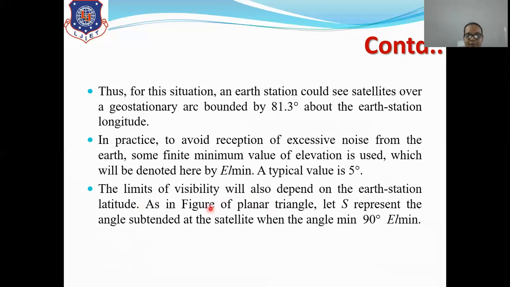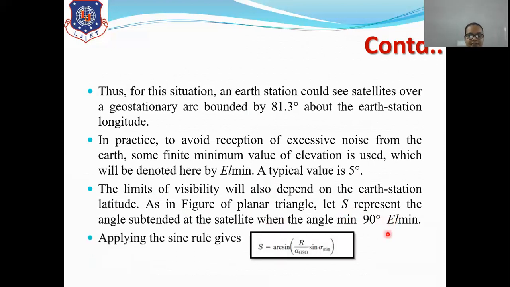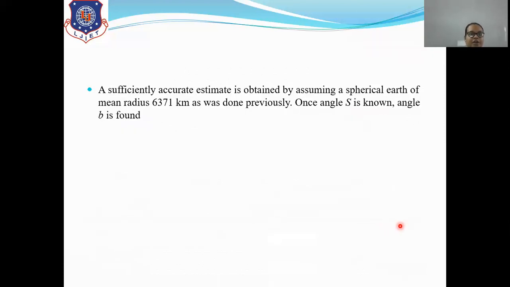Now, as we have discussed in the planar triangle figure from antenna look angles, the angle subtended at the satellite will be represented by sigma minimum, which is equal to 90 degrees plus EL minimum. Clear? So applying the sine rule, we will have S equal to arc sine of R by AGSO times sine sigma minimum, where sigma minimum is equal to 90 plus EL minimum. Clear? Now, a sufficiently accurate estimate is obtained by assuming a spherical earth of radius R, which we have done previously. So once S is known, angle b can be found.